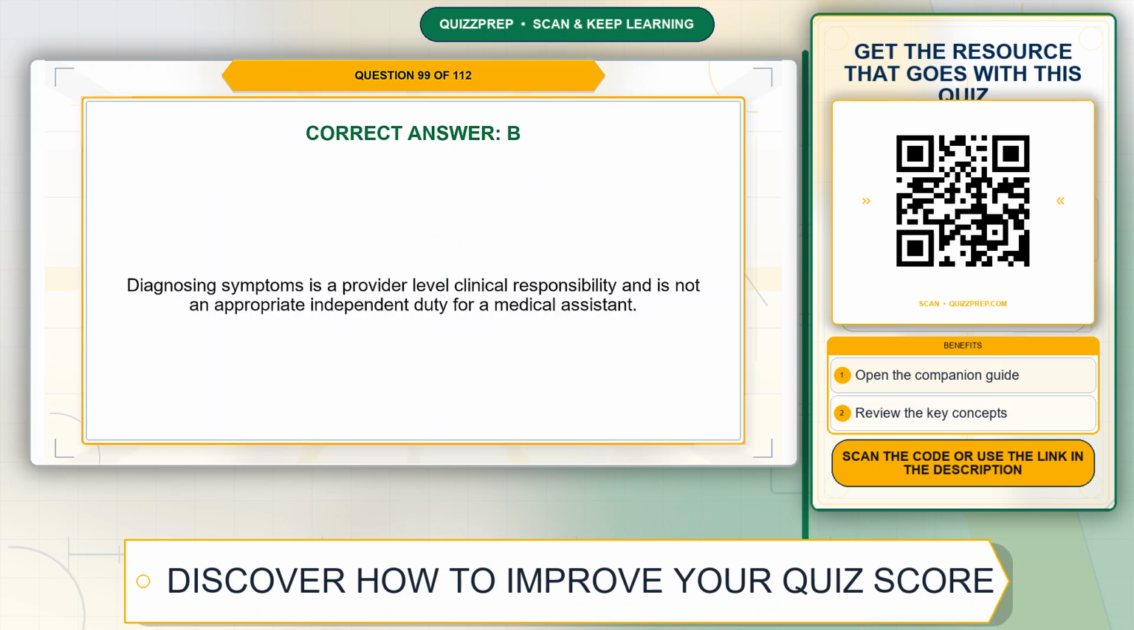Explanation. Diagnosing symptoms is a provider-level clinical responsibility and is not an appropriate independent duty for a medical assistant.